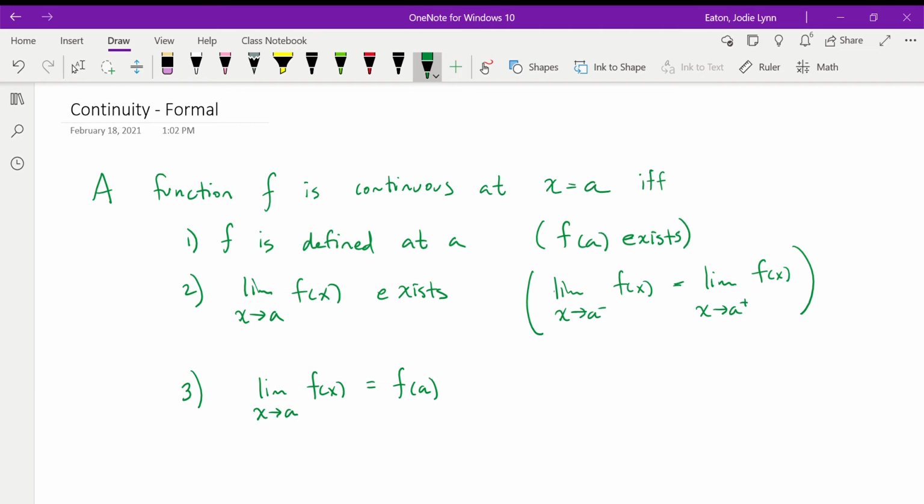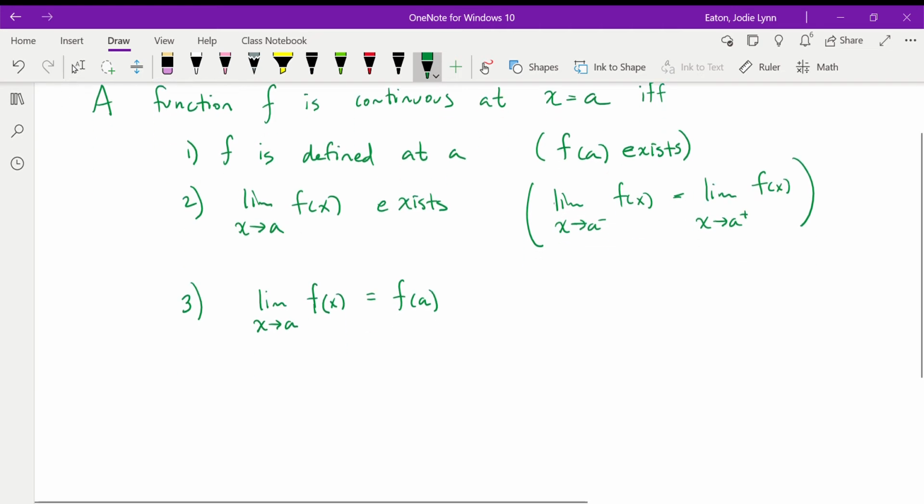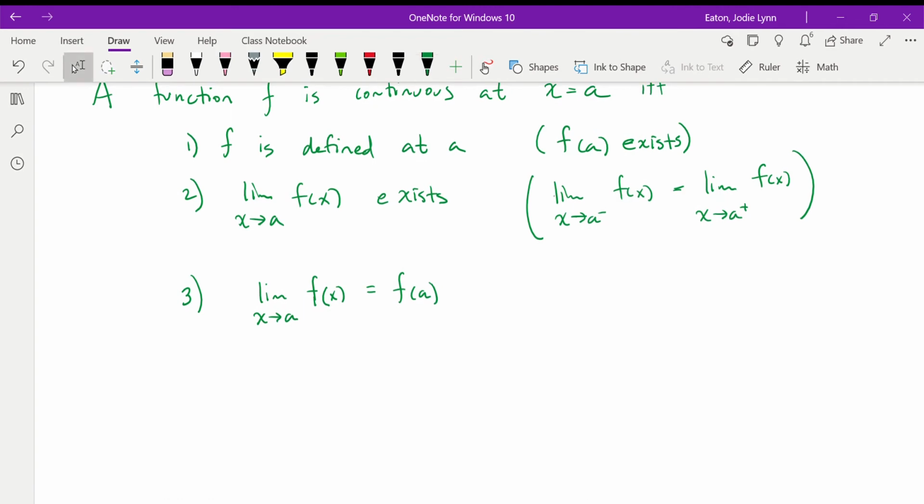So in order to show that something is continuous, you have to show that f exists at a, find f of a, find the limit as x approaches a of f of x, and show that those two things are equal. Okay? So the idea of a continuous function is that it gets where it's going.